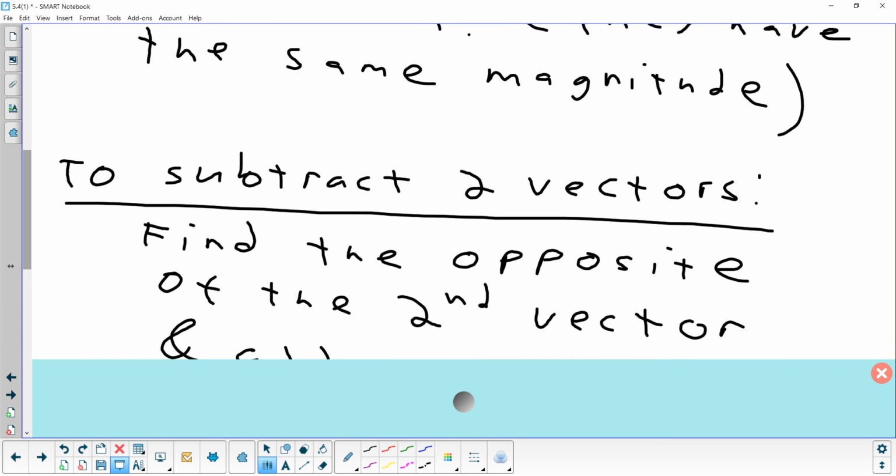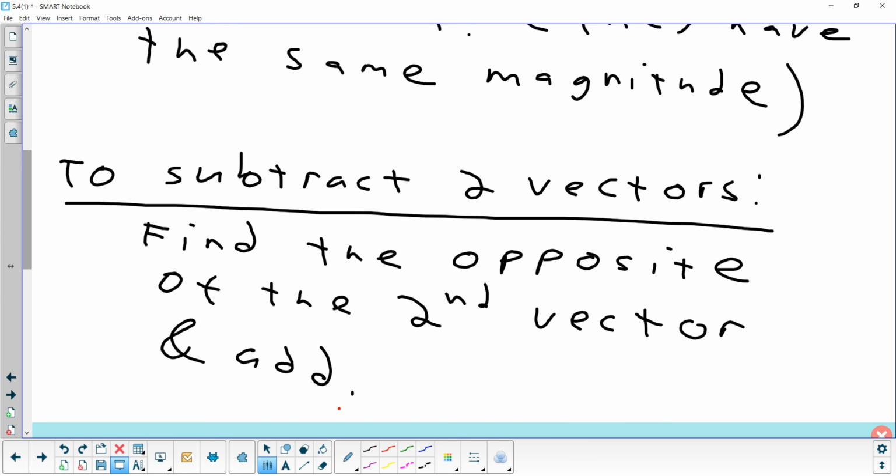So to subtract 2 vectors, find the opposite of the second one and then add it. Why add it? Because we already know how to add it. We have a method for doing that. That's what I just taught you. But if you take the second vector and flip it around and then add it, you're really doing subtraction.